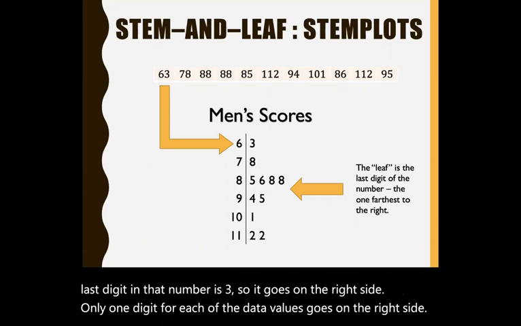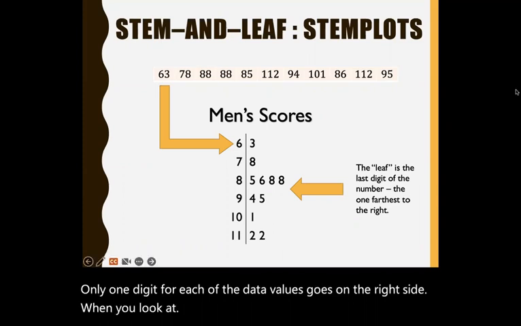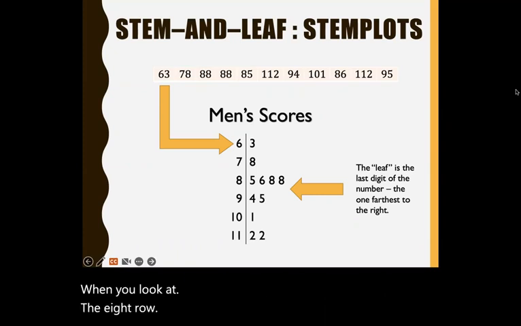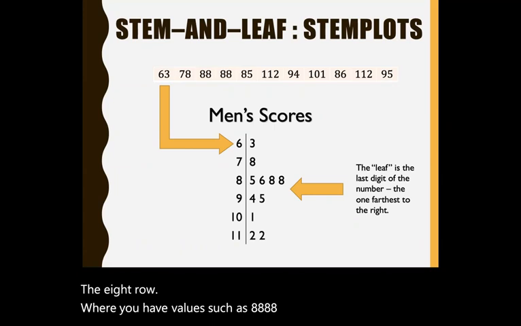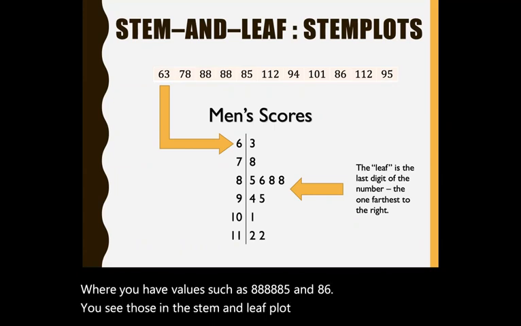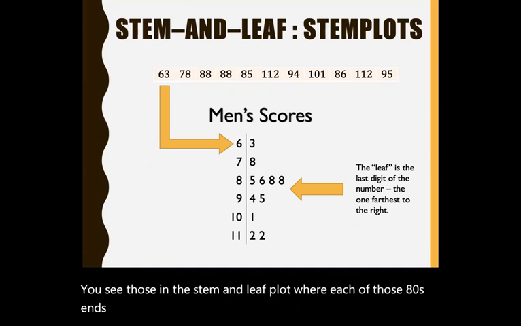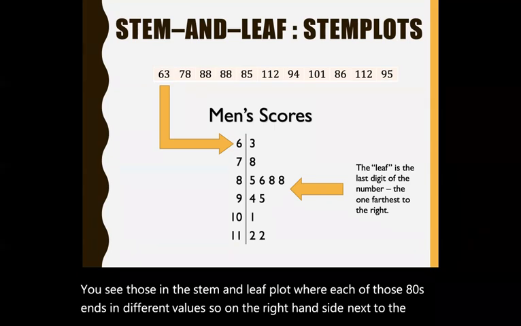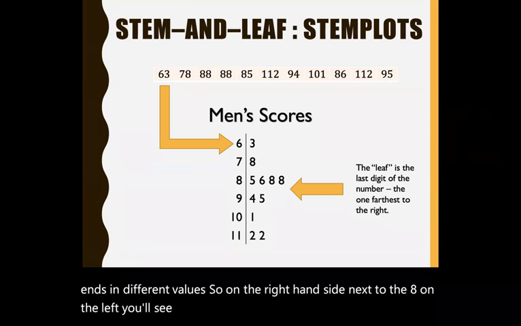When you look at the 8 row, where you have values such as 88, 88, 85, and 86, you see those in the stem and leaf plot, where each of those 80s ends in different values. So on the right-hand side, next to the 8, on the left, you'll see a 5, a 6, an 8, and an 8. So those represent the 4 data values in the 80s.